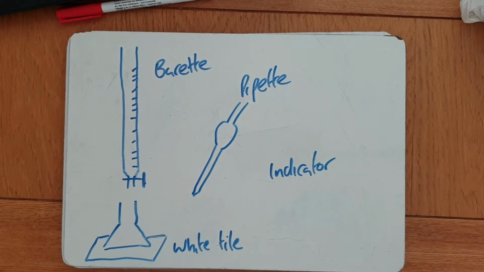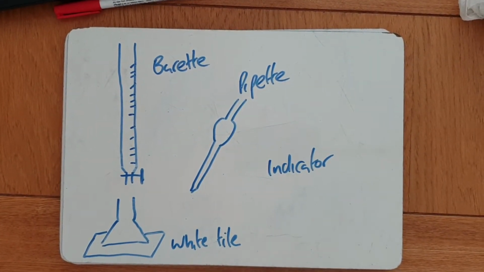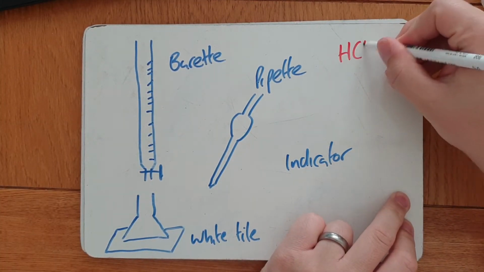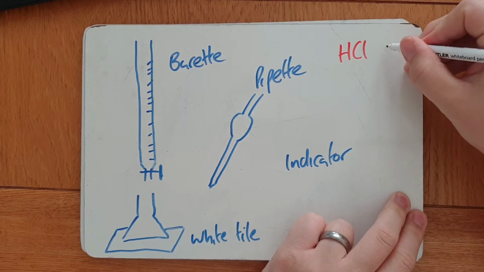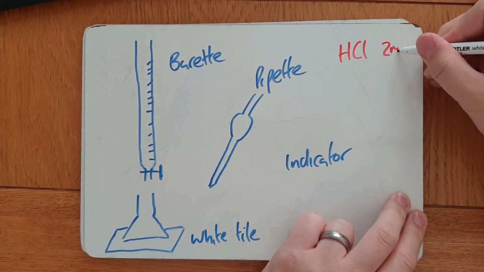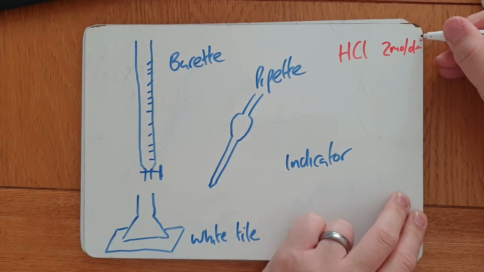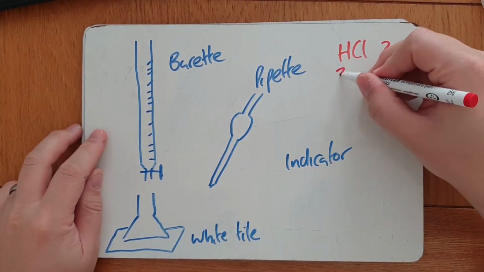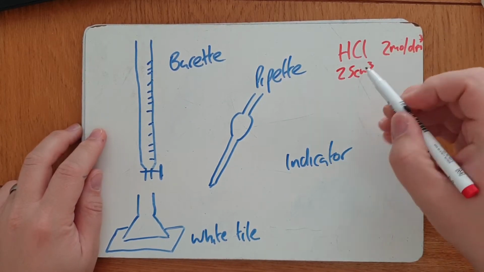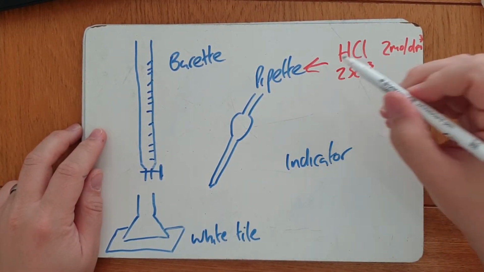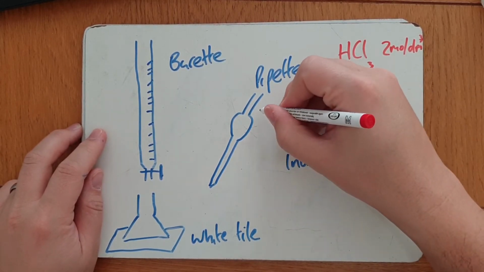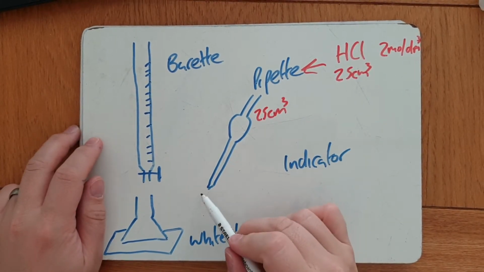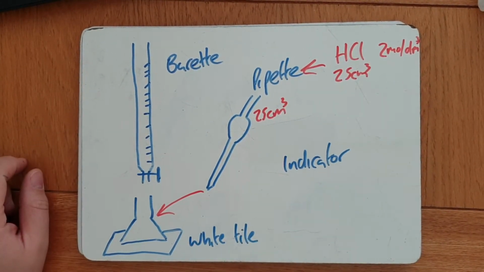So let's say, for argument's sake, we have an acid, we'll say it's HCl, and we know the concentration of this one, it is exactly 2 moles per decimeter cubed. So let's say we take 25 centimeters cubed with the pipette, because the pipette is incredibly accurate. So then we know we have exactly 25 centimeters cubed, and we stick that in our conical flask.